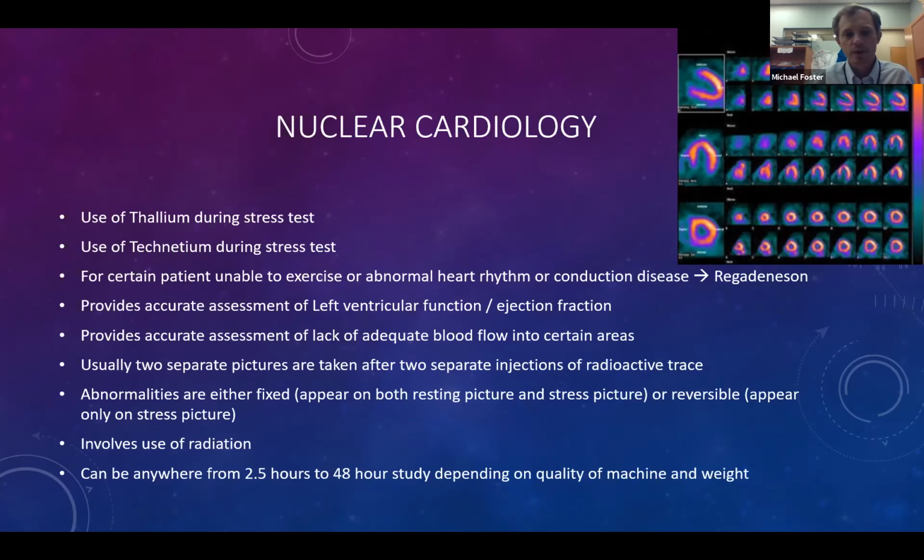The picture that I've included here shows a completely normal study where on both rest and stress, the patient has very good uptake of the radioactive tracer and normal distribution. The study can take anywhere from 2.5 hours to 48 hours, depending on the weight of the patient and the quality of the machine. However, newer cameras that use CZT technology can take a picture within probably 30 minutes or less.